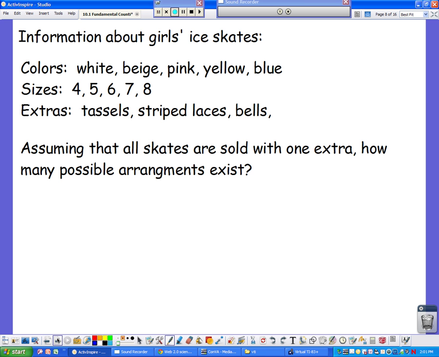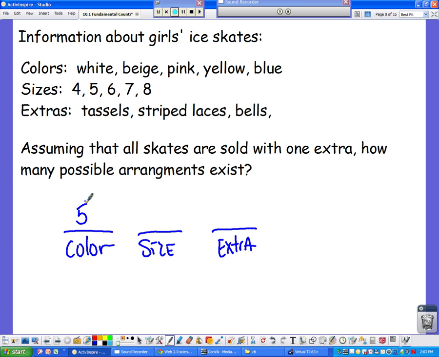So we're going to pick 1 color. We can only have 1 size. And we're going to pick 1 extra. So just like we did before, we have 3 things that we're going to pick. We have a color that we're going to pick, we're going to pick what size of shoe, and we're going to pick the extra. Okay? So you just have to ask, how many choices do I have for a color? If you count white, beige, pink, yellow, and blue, you find out that we have 5 choices for color. And if you count the sizes, we have 4, 5, 6, 7, and 8.